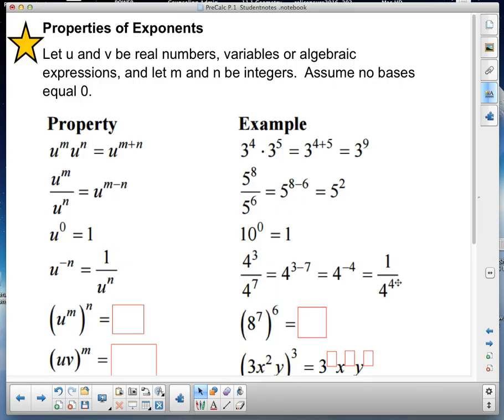And now I've got the power of a power property, so I've got u to the m raised to the n power, where I just multiply m and n together. And I got 7 times 6, which is going to give me 42, so it's 8 to the 42nd power.